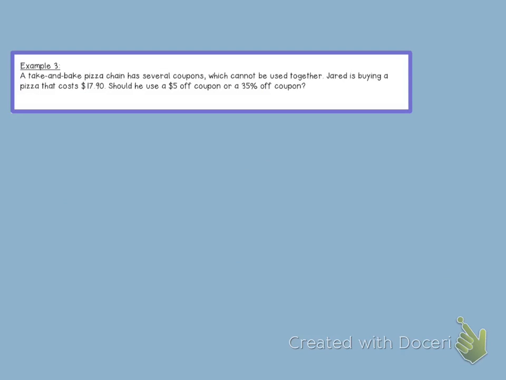Okay, number 3. A take and bake chain has several coupons which cannot be used together. Jared is buying a pizza that costs $17.90. Should he use his $5 off coupon or 35% off coupon? Let's see which one's better. So we have 2 scenarios.